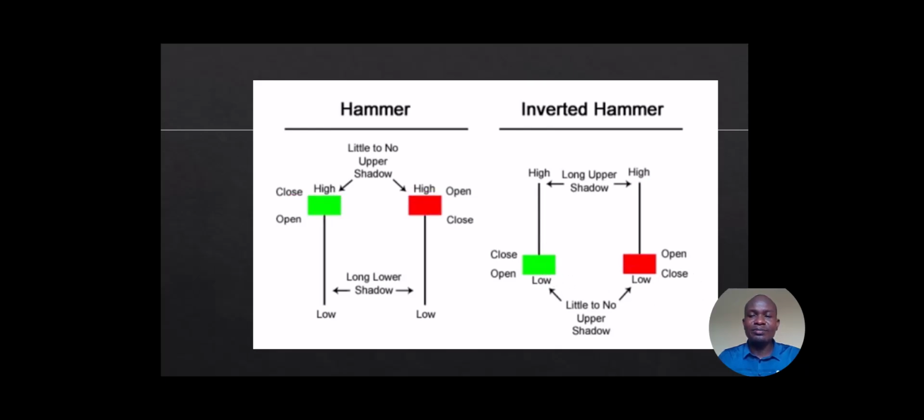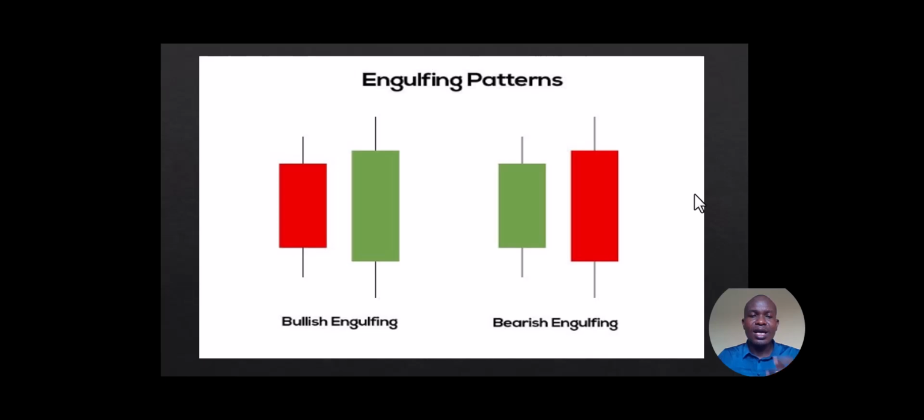Now the second one is the engulfing pattern. The engulfing pattern is a candlestick that engulfs the previous candle. Here the previous candle is bearish, and after it you have the bullish candle, which totally engulfs the first candle.